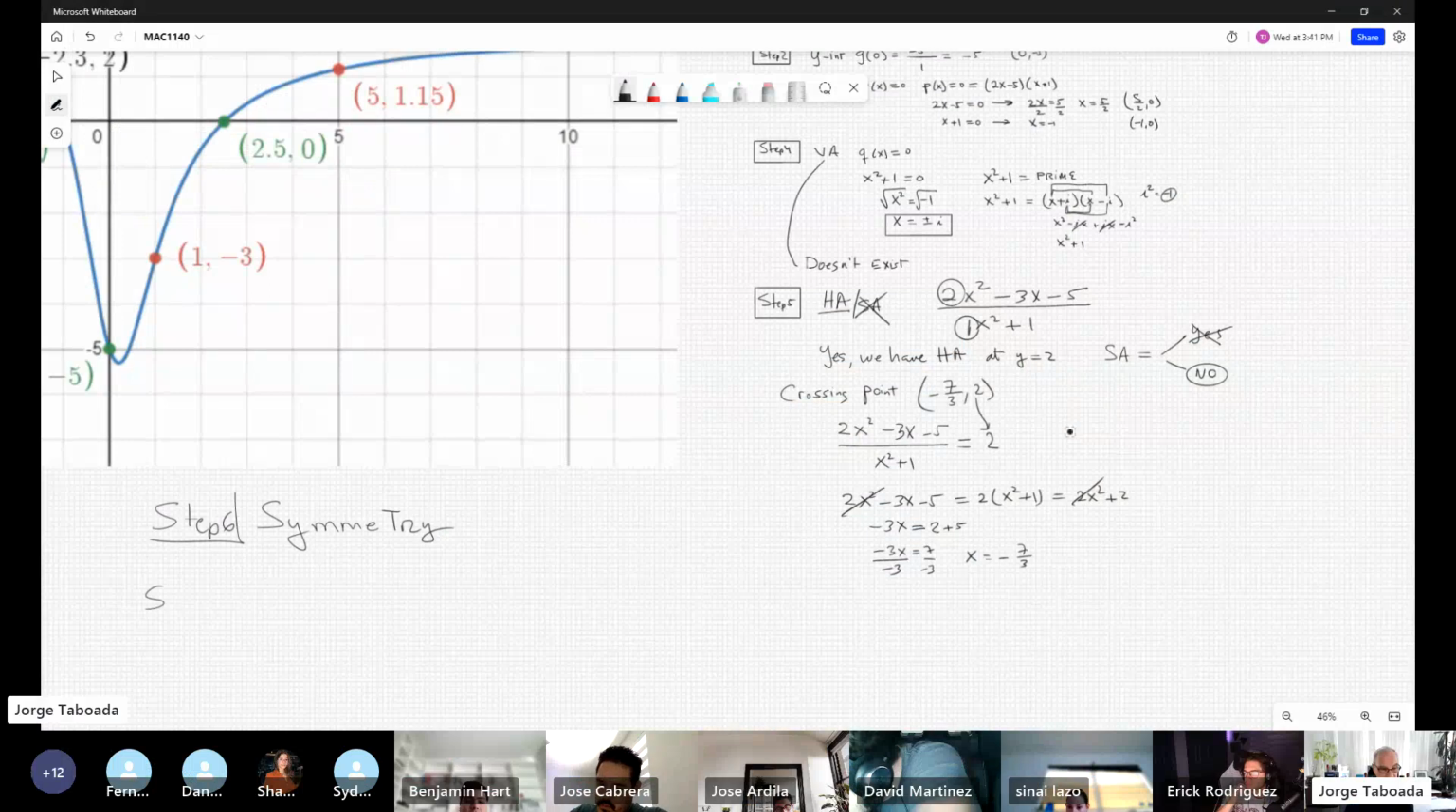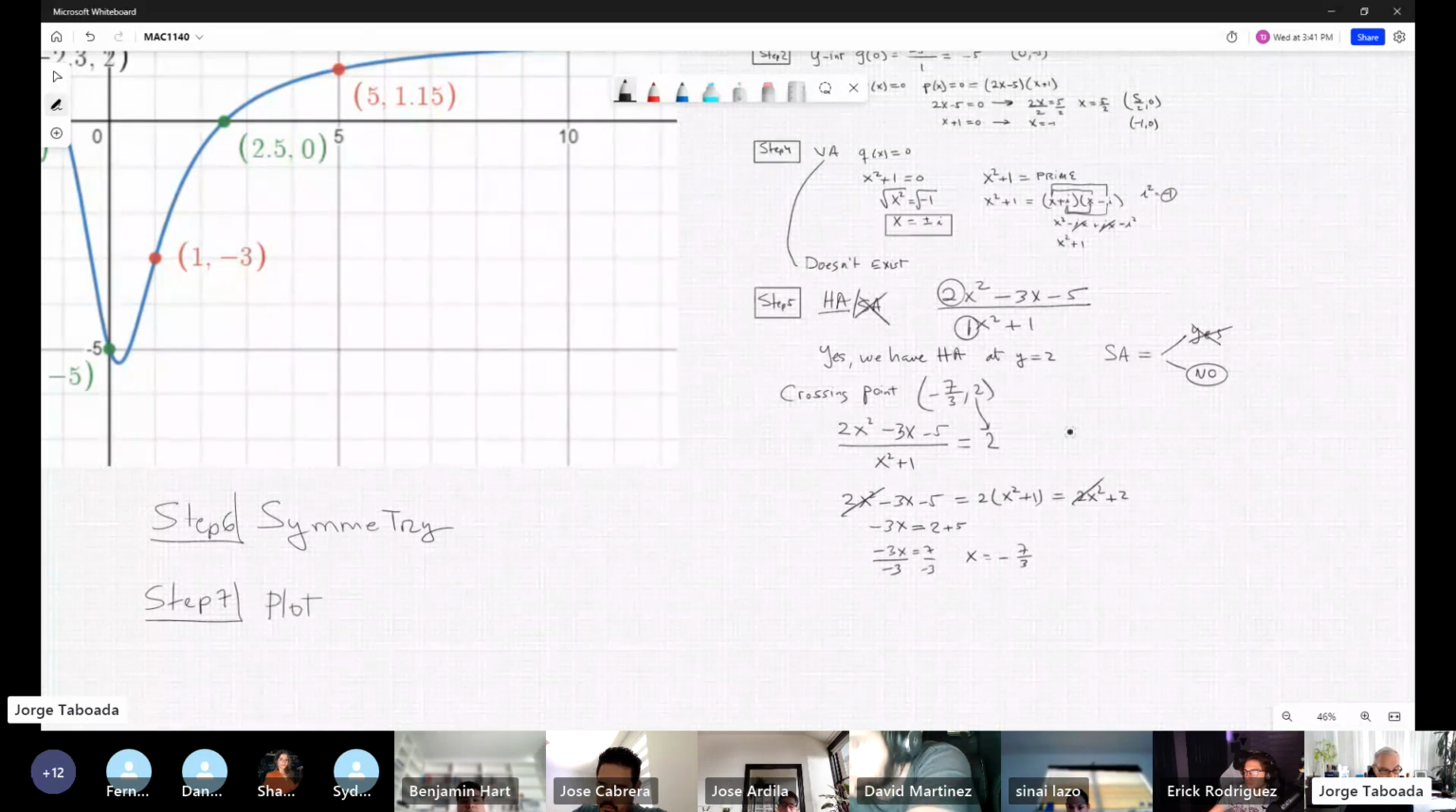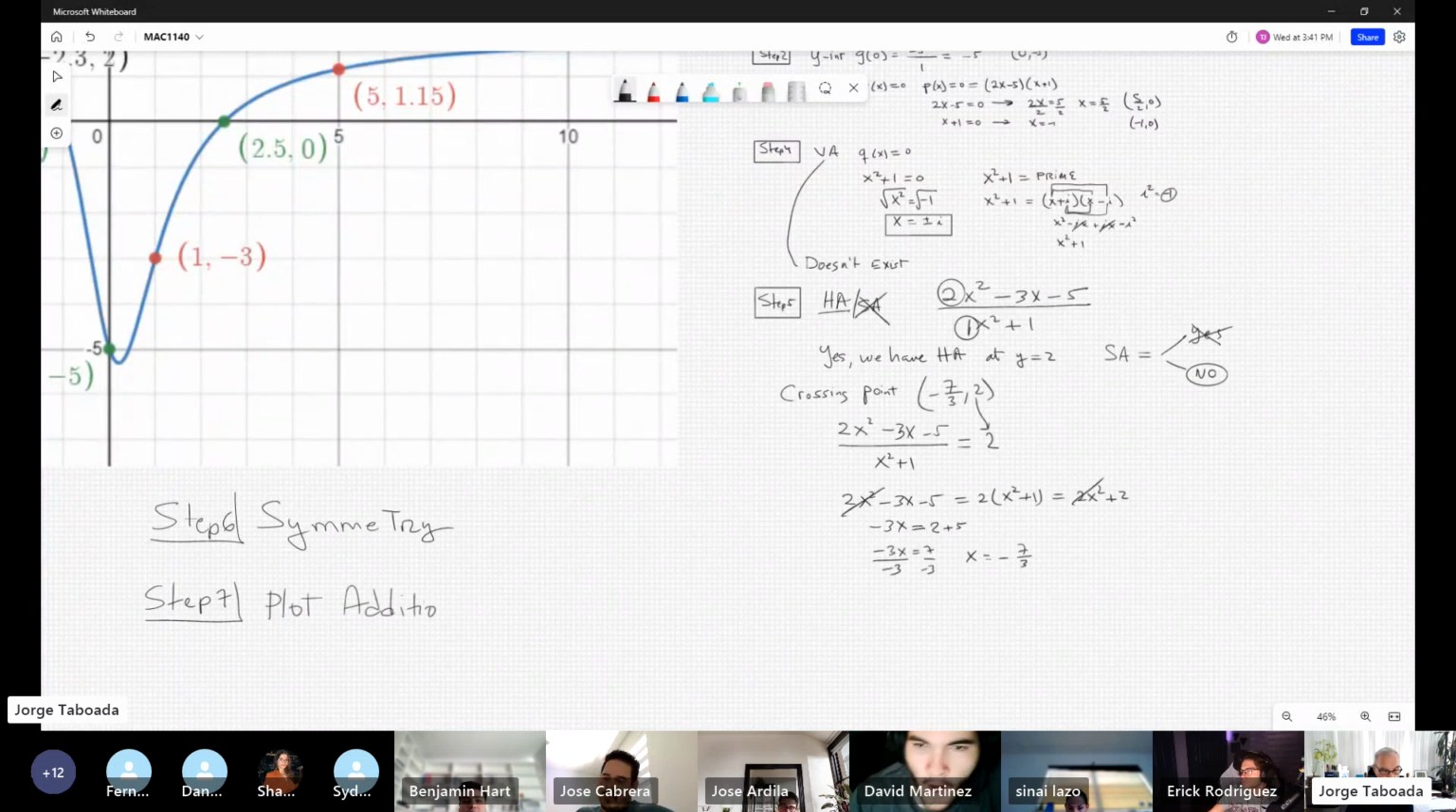And step 7 is, plot additional points, no?